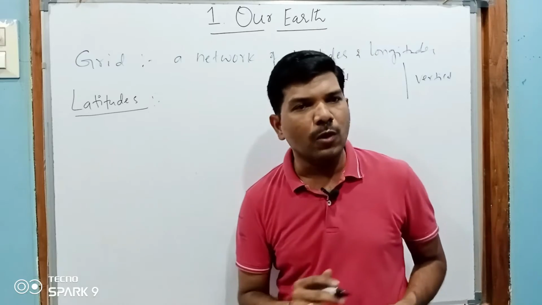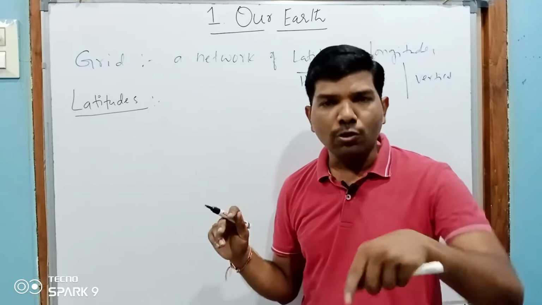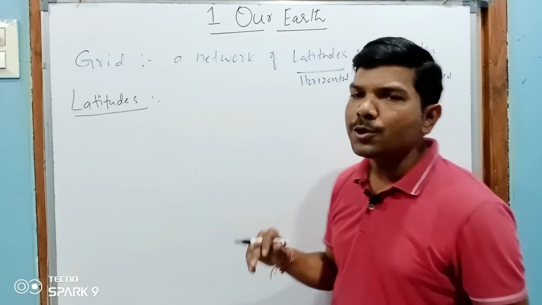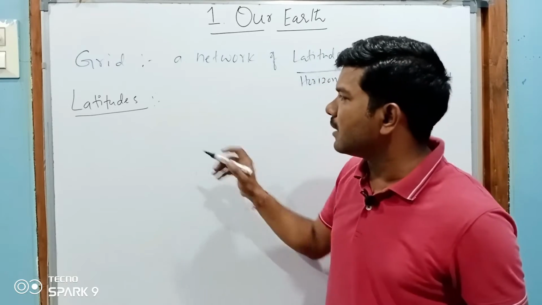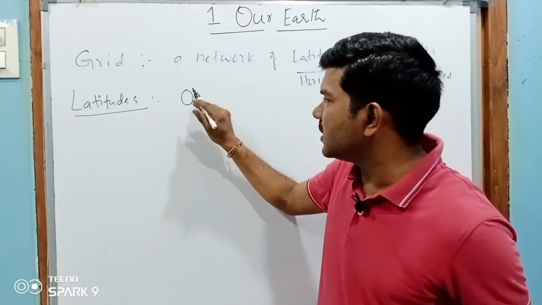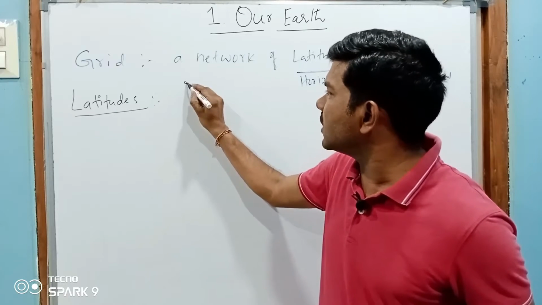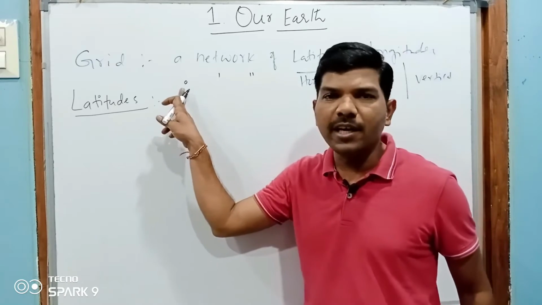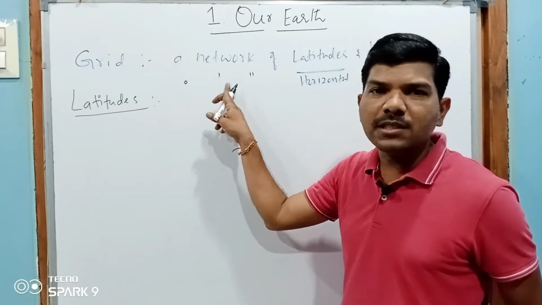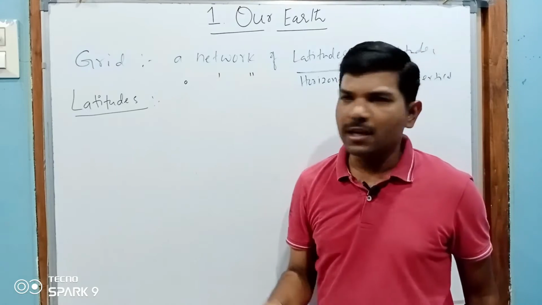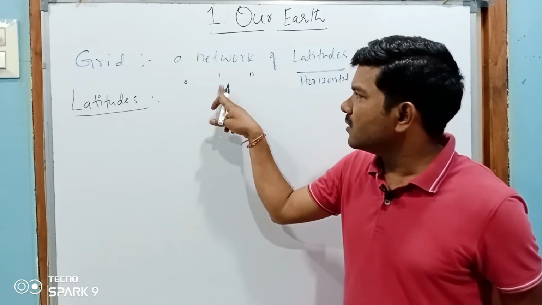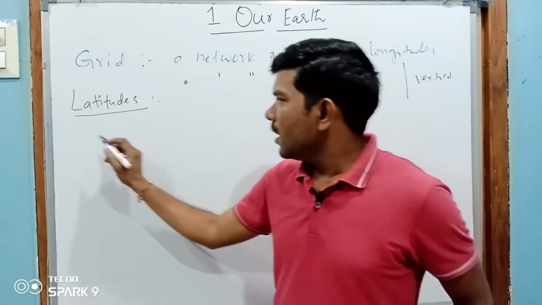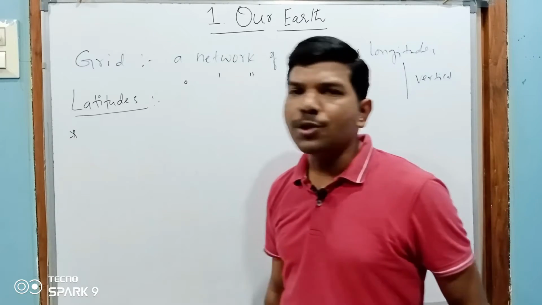Latitudes are also called అక్షాంశాలు in Telugu. So latitudes or longitudes, whatever it is, can be shown as degrees, minutes and seconds. So this is degree, this is minutes and this is seconds. I repeat, one is degree, one is minute and the second one is seconds. This can be shown. Okay, now latitudes.